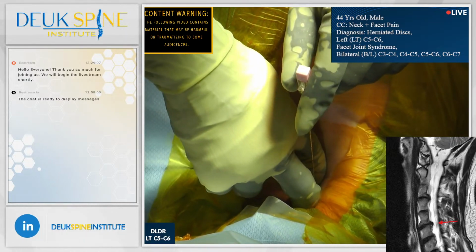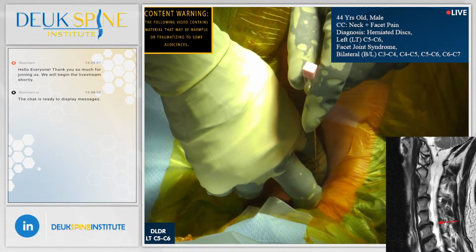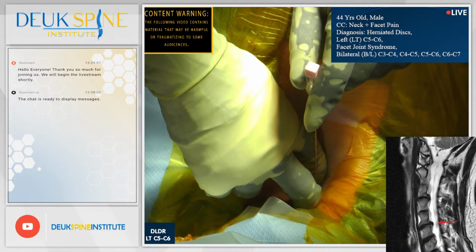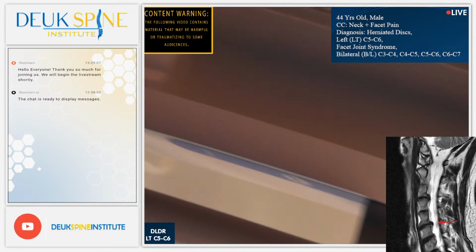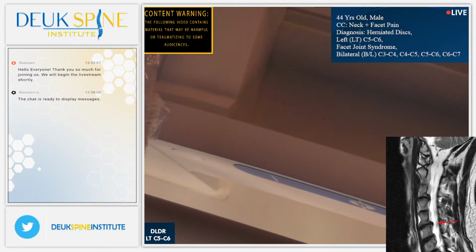Shot. Better. AP, 2, 3, 4, 5, 6. So I'm happy on the lateral view. I want to check the front. Back to you. Make sure I'm in the middle. Shot. I'm in the middle.